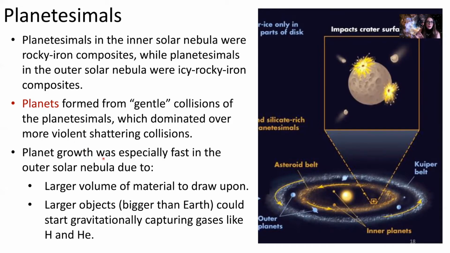The planet growth was especially fast in our outer solar system due to the larger volume of material that's out at the edge of our solar system. Why is there more material out there? Well, just think about the disk, okay?